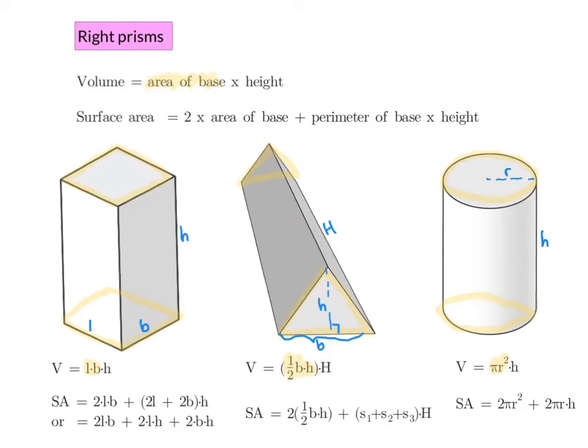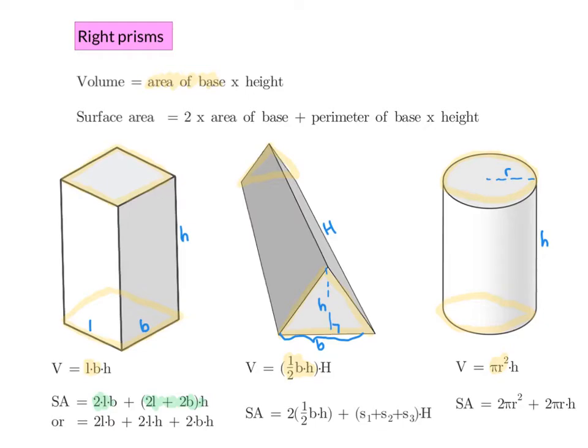Now let's quickly see the surface area of a rectangular prism. If I make my base length by breadth, then my surface area will be 2 bases plus the perimeter of the base. I know the perimeter of a rectangular shape is 2 length plus 2 breadth, times height.